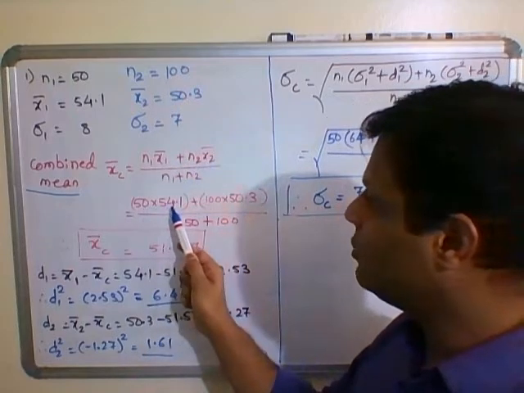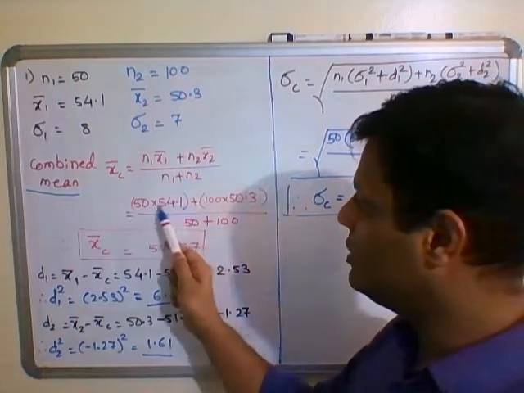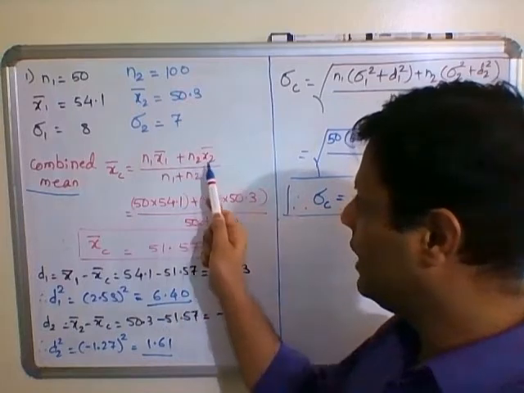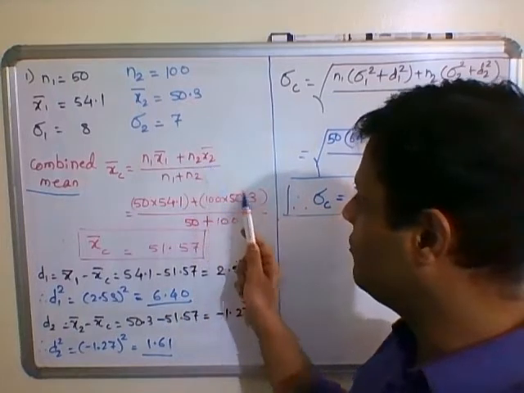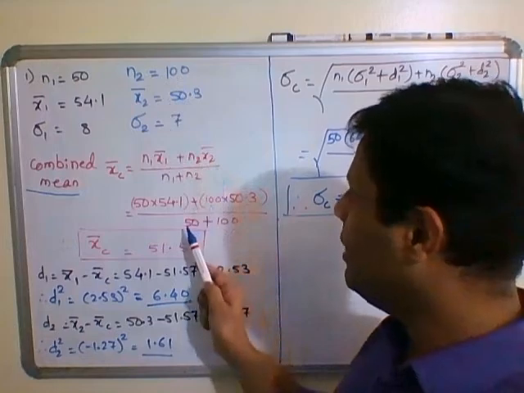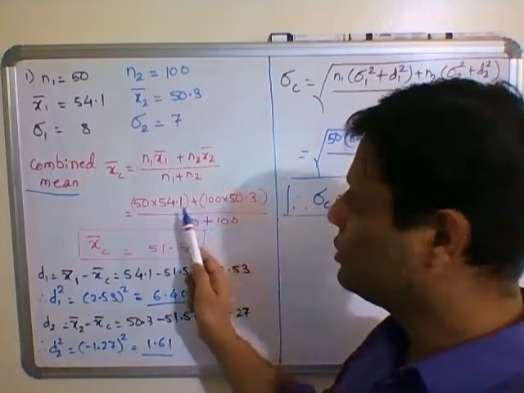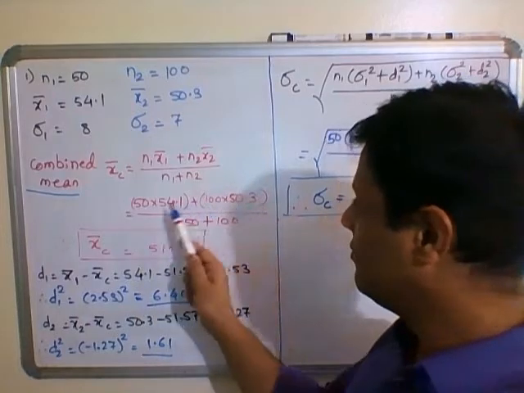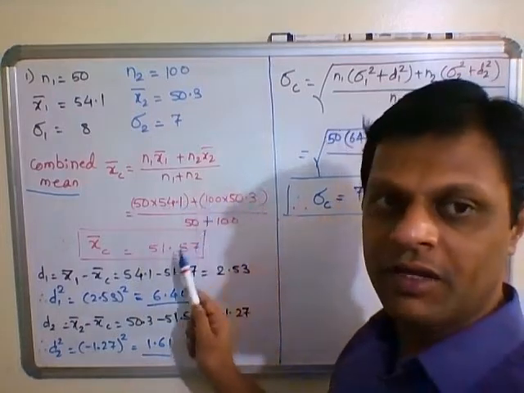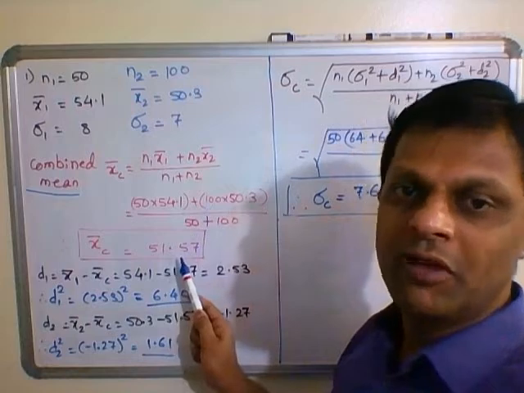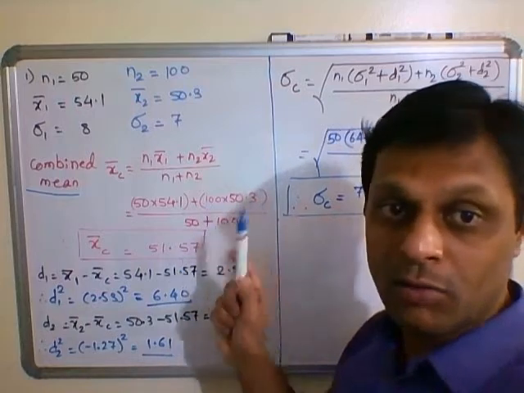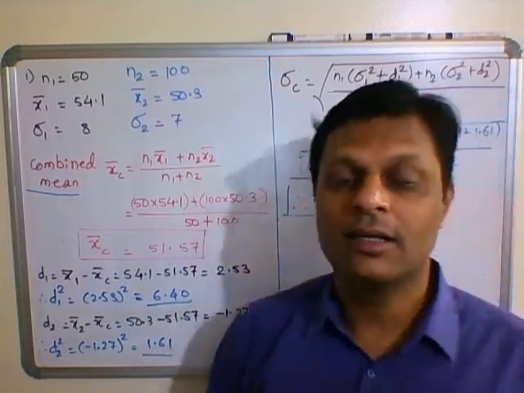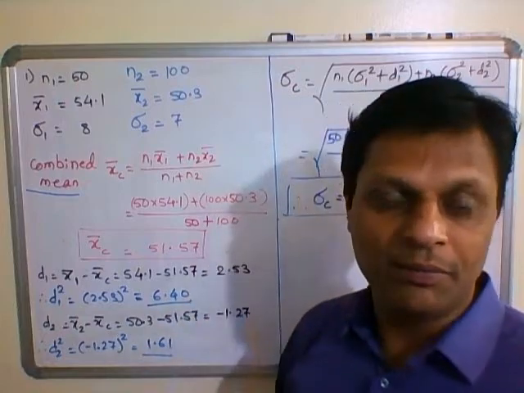N1 is 50, x1 bar is 54.1. So multiply these two, plus N2 into x2 bar, that is 100 into 50.3, divided by N1 plus N2, that is 50 plus 100. So using BODMAS, we can solve these two brackets first, then add their values, divide by 150, we get this answer, 51.57. Remember, use BODMAS and calculate this value properly.